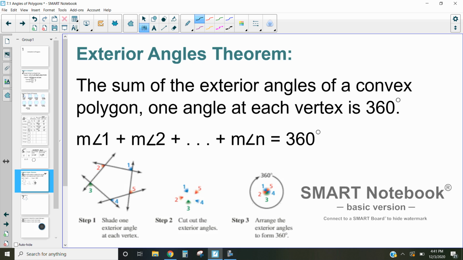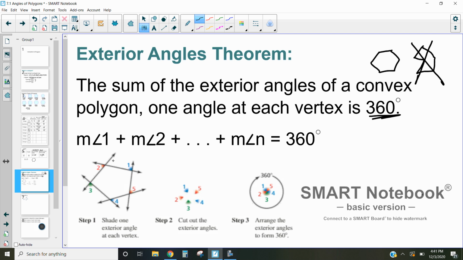The exterior angle theorem says that the sum of the exterior angles of a convex polygon is going to be 360 degrees. Remember, a convex one is one where it all comes out. It does not ever come in. So it's not like this, it's going to look like this. If it has one angle at each of the vertices, the sum of all those exterior angles is 360 degrees. How cool is that?